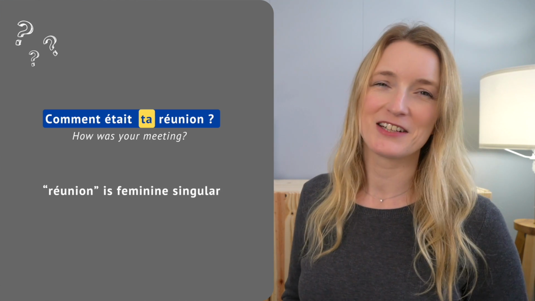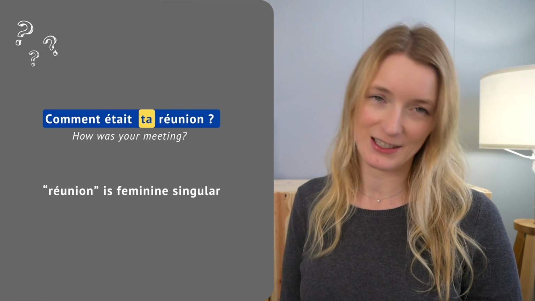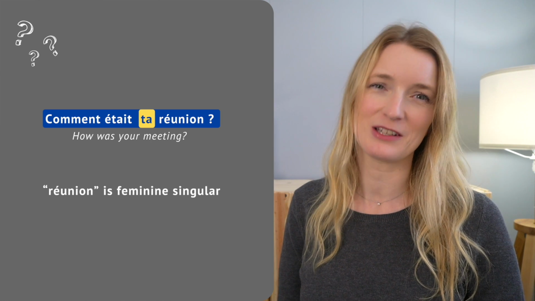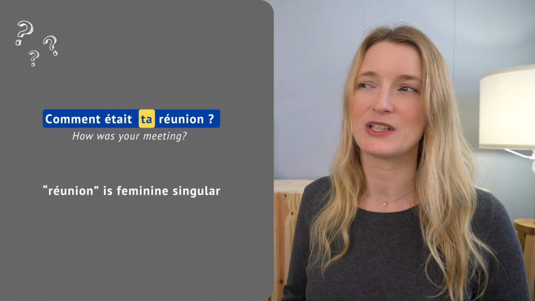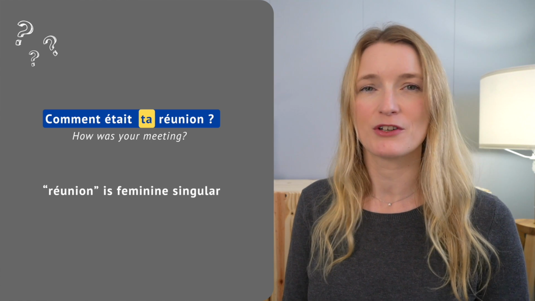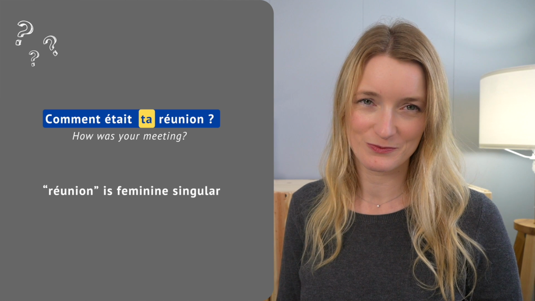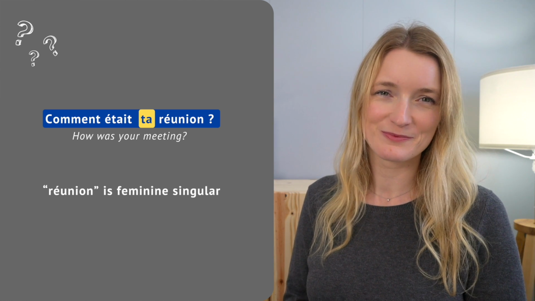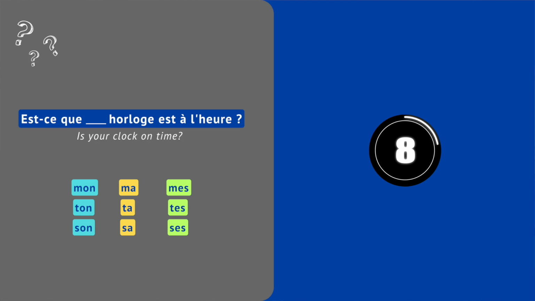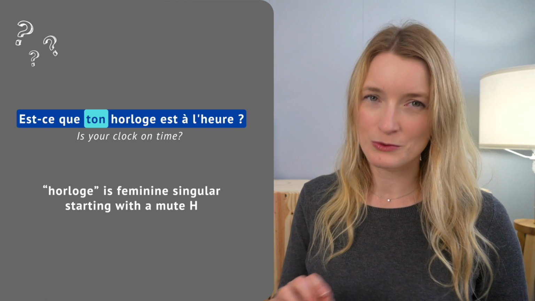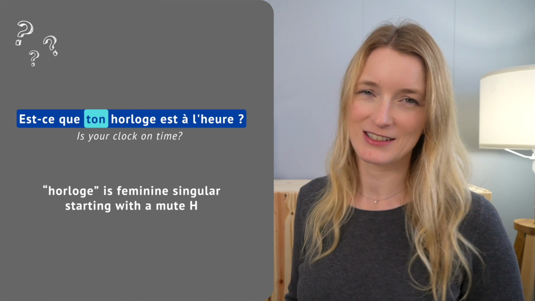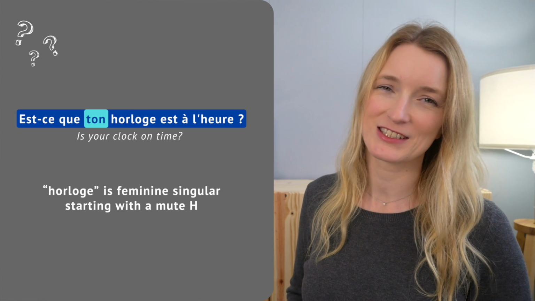For this one, we have comment était ta réunion? Ta réunion. Your, and réunion is a feminine noun starting with a consonant, so we have ta. Comment était ta réunion? Question number 4. Est-ce que ton horloge est à l'heure?